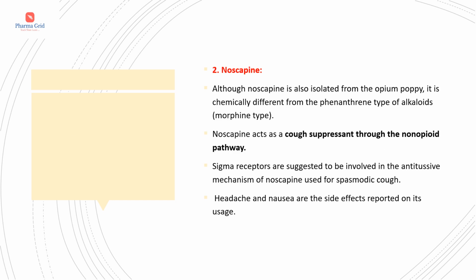The next non-opioid cough suppressant is noscapine. Although noscapine is also isolated from the opium poppy, it is chemically different from the phenanthrene types of alkaloids, meaning morphine type alkaloids. This noscapine acts as a cough suppressant through the non-opioid pathway. Sigma receptors are suggested to be involved in the antitussive mechanism of noscapine, used for spasmodic cough. Headache and nausea are the side effects reported on its usage.